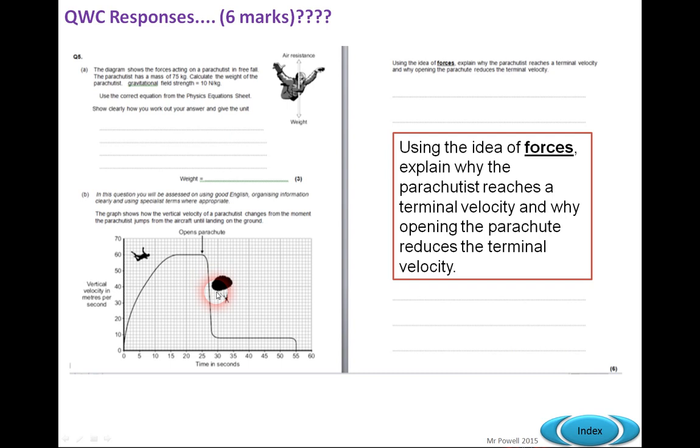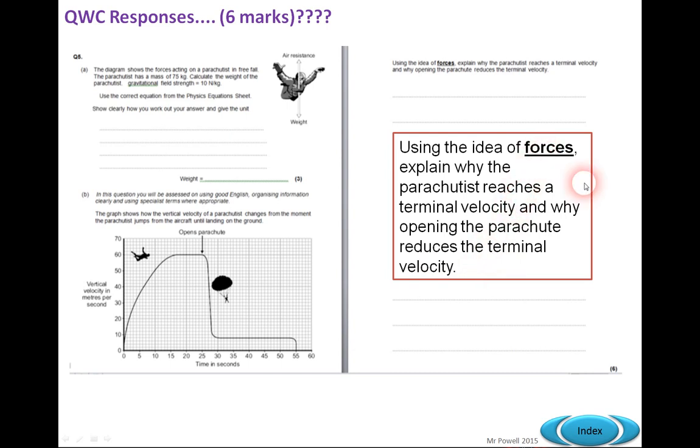They even give you the picture there showing you that the air resistance has gone really big, so the resultant has changed direction and you are slowing down. You then eventually reach a new terminal velocity of approximately 8 meters per second until suddenly you decelerate at 55 seconds and you land on the ground. Now, they ask you, using the idea of forces, explain why the parachutist reaches a terminal velocity and why opening the parachute reduces the terminal velocity.